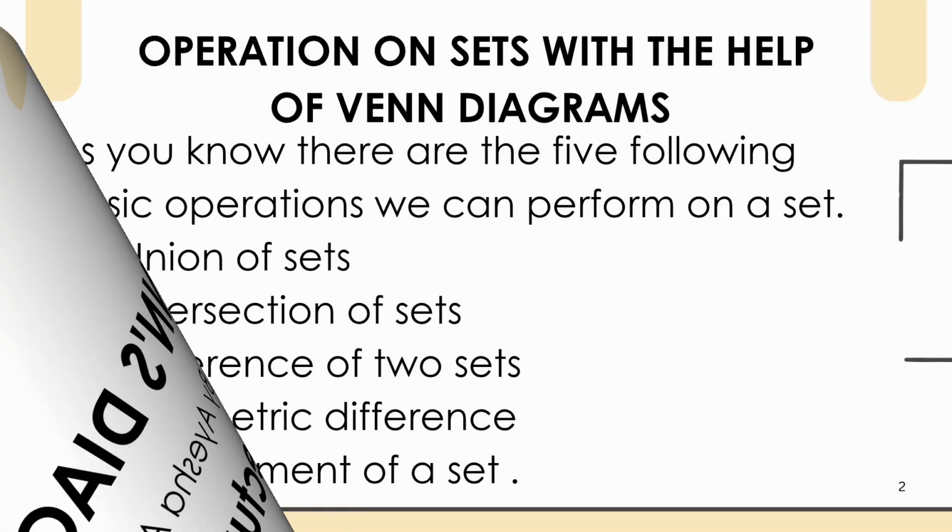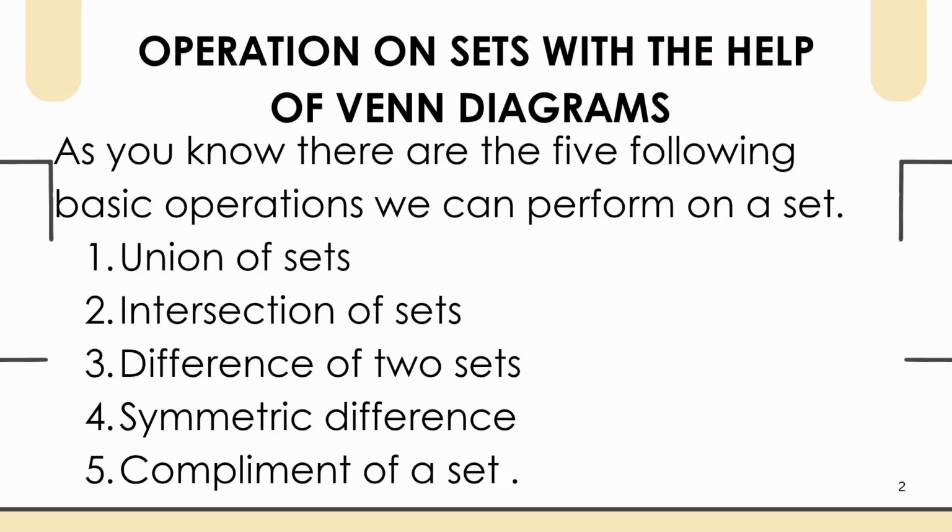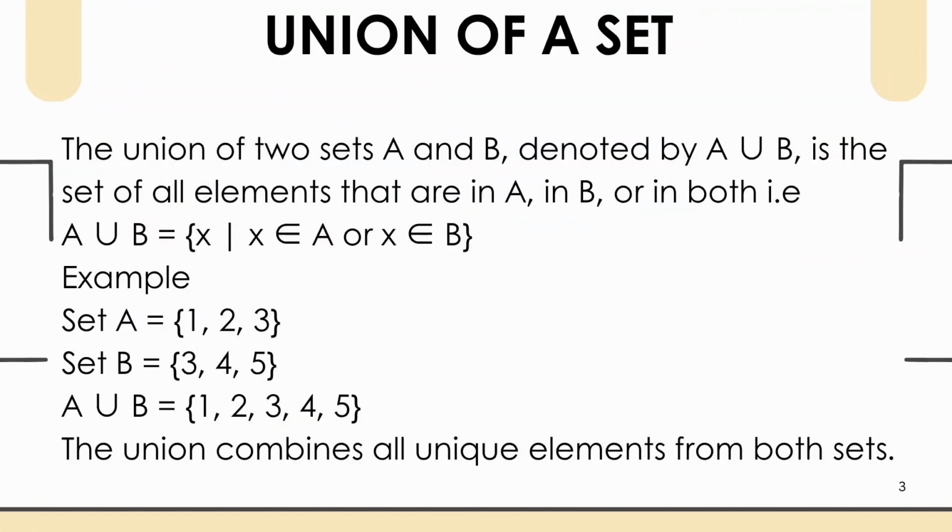There are basically 5 operations that can be performed on a set: union of a set, intersection of a set, difference between the two sets, symmetric difference and complement of a set. In this video we will discuss union of a set in detail. Let's start with the definition of union of a set.